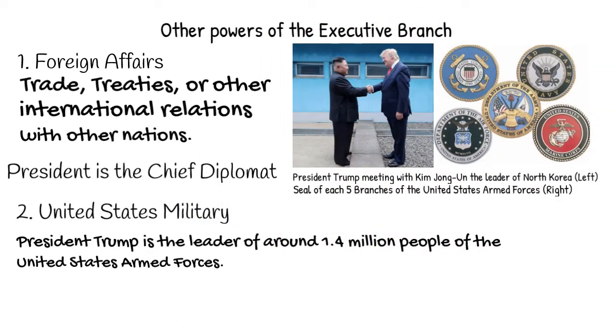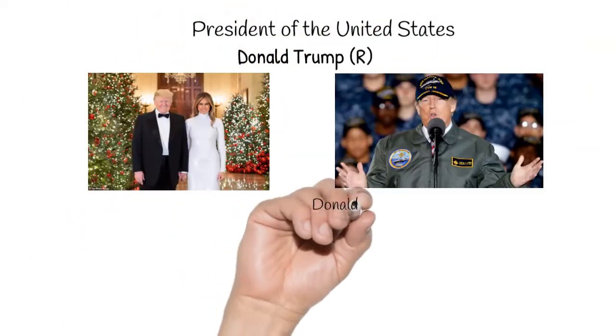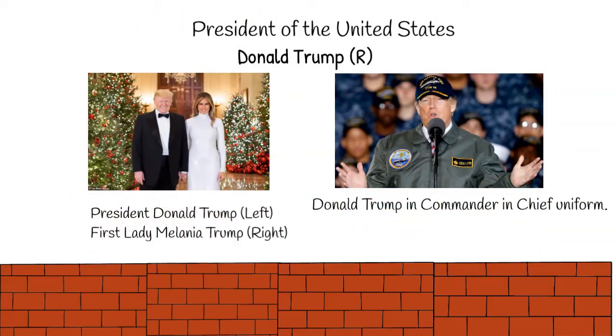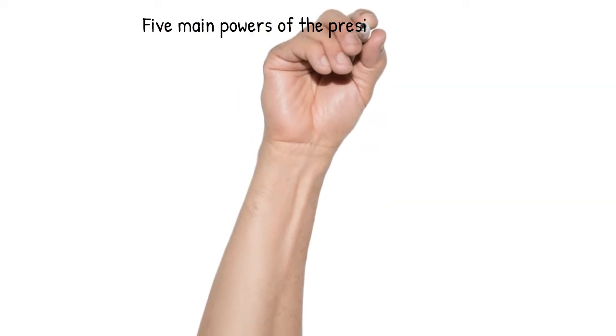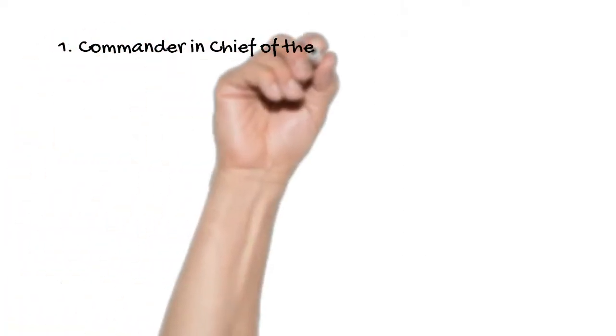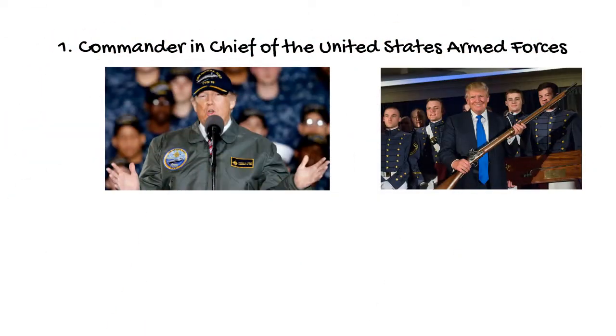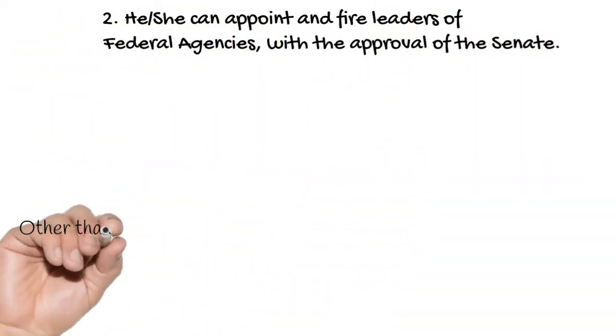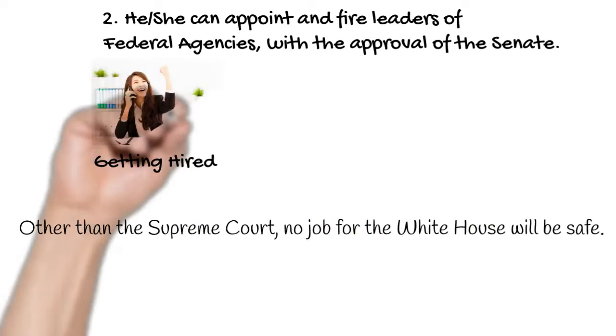In the executive branch, we will mainly focus on the president. As of 2019, Donald Trump is our president and commander-in-chief of the military and keeps our nation safe. The president has 5 main powers, which are: 1. He is the commander-in-chief of the U.S. military. 2. With the Senate approving, the president can appoint leaders of federal agencies and fire them.